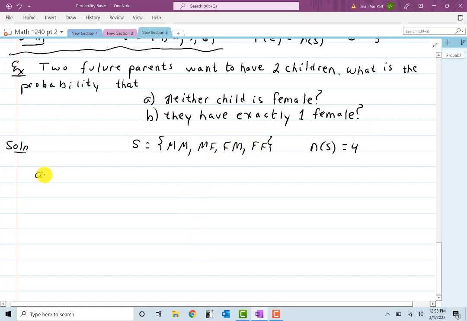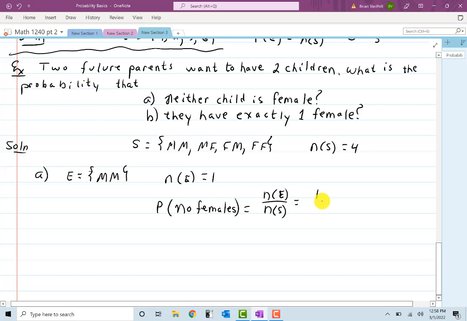Now for part A, let's start that. Neither child is female. So look at all the outcomes and tell me the ones that have no females in them. And the only one you'll see is the MM. And so the size of E equals 1. So the probability of no females is the size of the event divided by the size of the sample space. The size of the event is 1. The size of the sample space is 4. So the probability is 1/4.